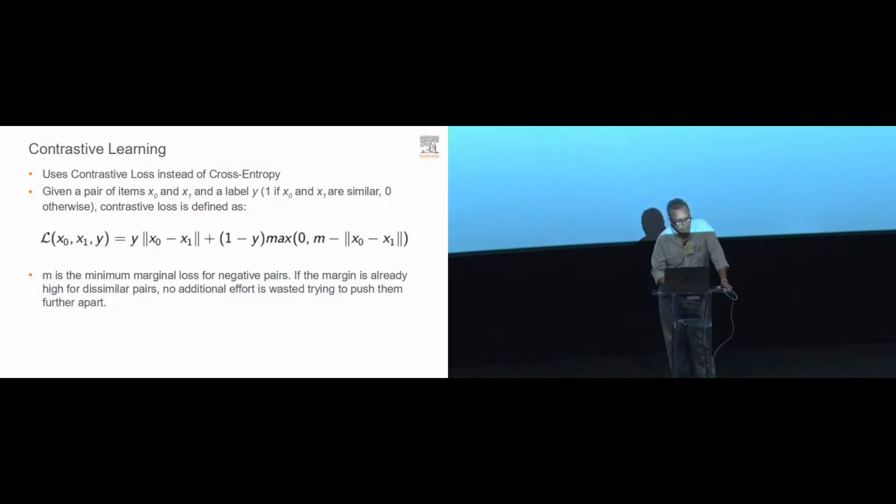For similar pairs, you are trying to minimize the difference between x0 and x1. Whereas with dissimilar pairs, you are trying to maximize the difference, but using a margin, right? So here, this max thing means basically that if you have a margin of m, you don't spend any more resources going further.